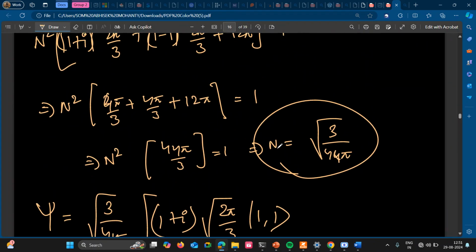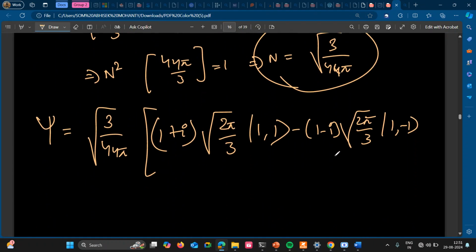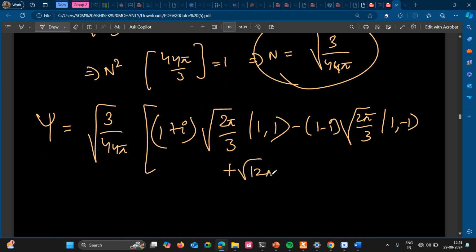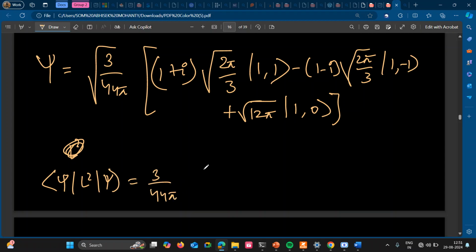Yeah, it's correct. 1 minus I root over 2 pi by 3, 1 minus 1, and plus root over 12 pi, 1 0. So yeah, this is the weight function. So we need this one, L square. So psi L square psi. Okay, this will be a long calculation coming up.